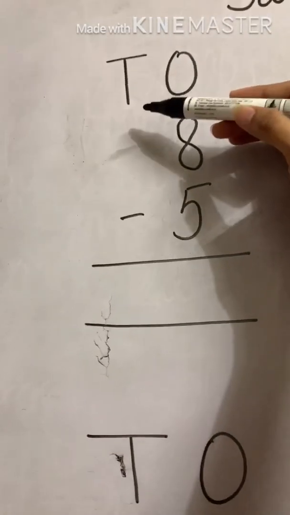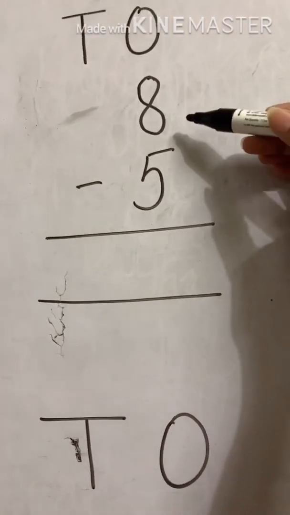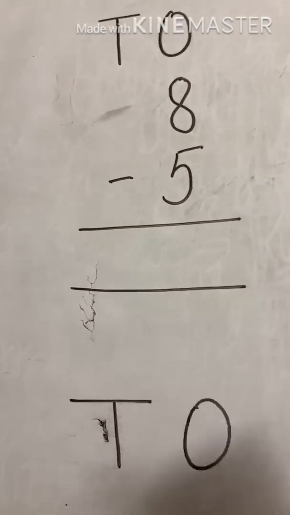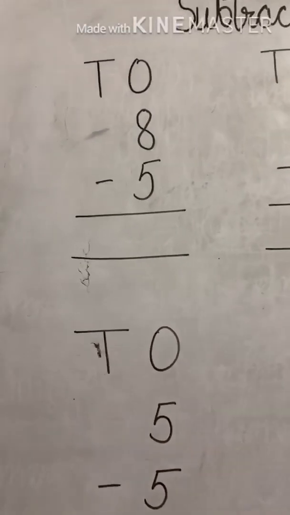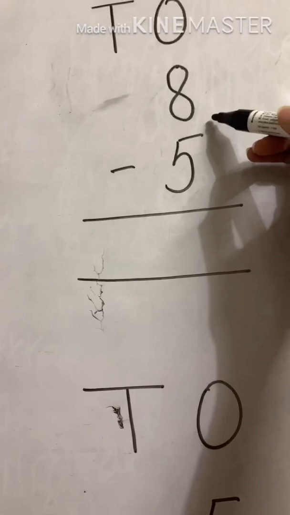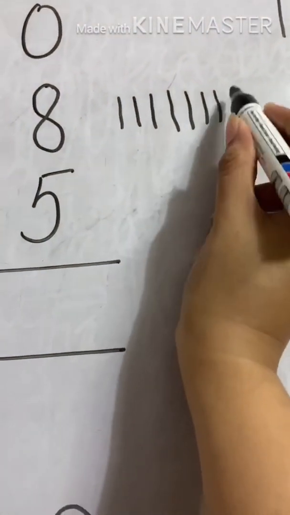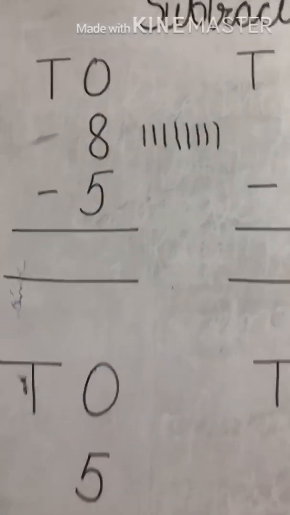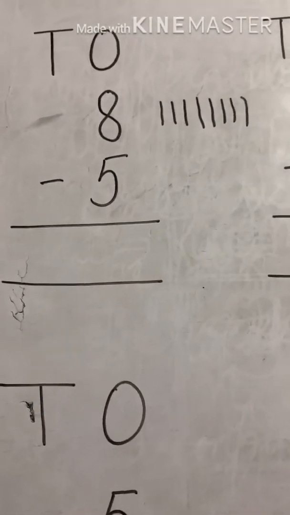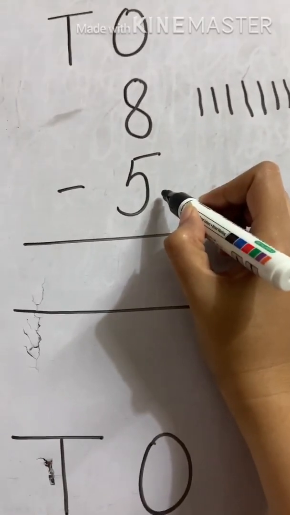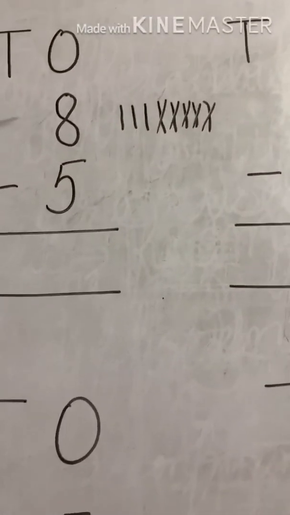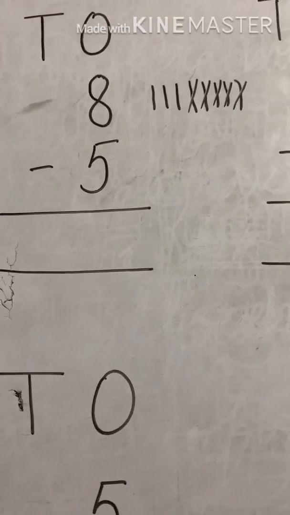I have written places, tens and ones, and here I have written two numbers, 8 and 5. So students, how will we do this? As the first number is 8, we will be writing 8 vertical lines for this. How many vertical lines? 8. I have drawn here 8 vertical lines, and as the number 5 is to be subtracted, as I told you earlier also, we will put a cross over those 5 lines, because our number is 5.